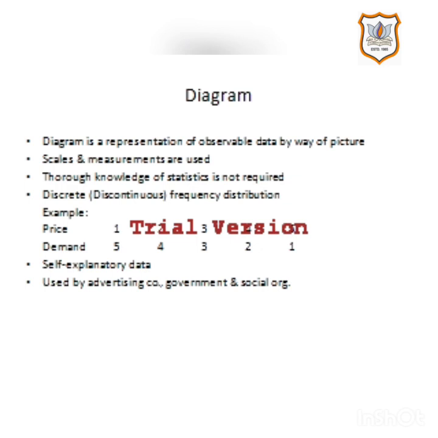If we look at the meaning of diagram, it is said that a diagram is a representation of observable data by way of picture. In order to make this picture look neat and clean, scales and measurements are being used. However, thorough knowledge of statistics is not required to draw the diagram. A diagram is generally drawn for a discrete, that is a discontinuous frequency distribution. Its example has been illustrated over here.